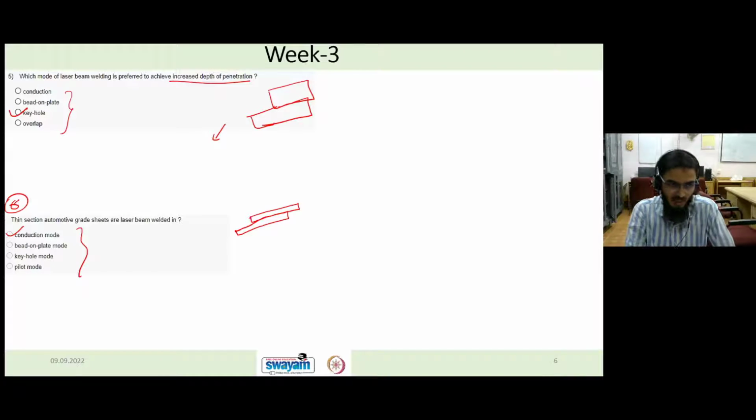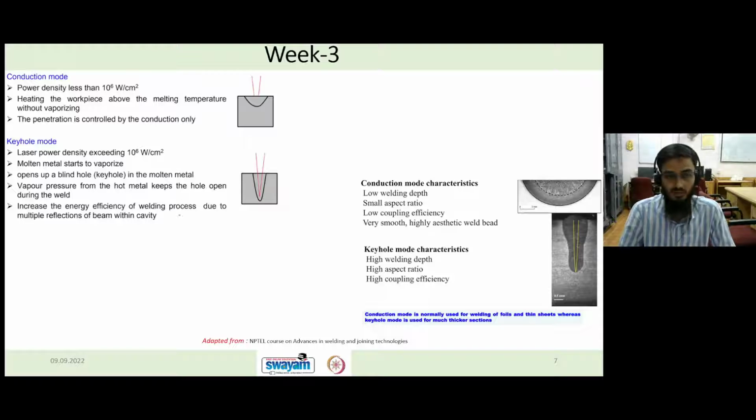Now we'll see one by one what exactly keyhole and conduction mode are. Both of your answers are correct. If you see the difference between conduction mode and the keyhole mode, you can see here on my screen. The power density is the main thing which is going to govern how much penetration you are going to have inside your material. The power density in conduction mode is less. This is how conduction mode looks like. Here you can see just below the surface, a very small depth from the surface is penetrated. But in the keyhole mode, almost the entire thickness is penetrated. So this is how keyhole will look like.